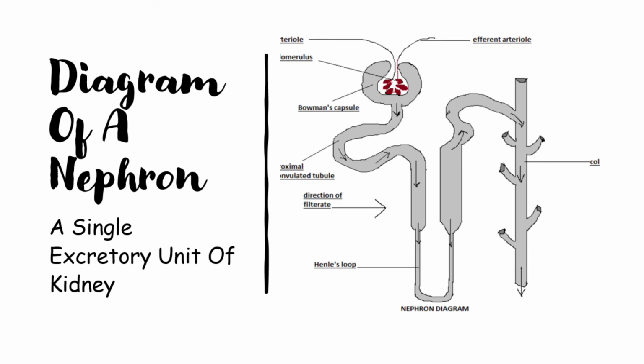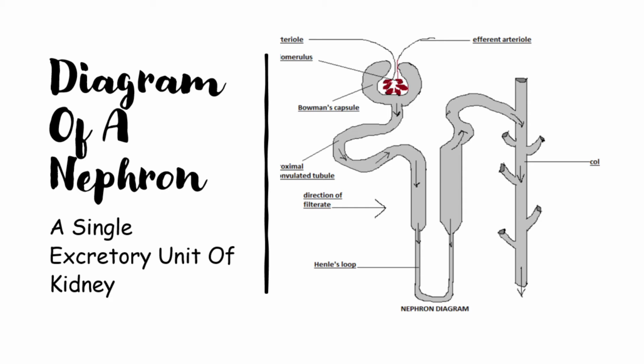This is the diagram of a nephron. The nephron has a cup-shaped structure at its upper end which is called the Bowman's capsule. The lower end of the Bowman's capsule is a tube-like structure called a tubule. So one end of the tubule is connected to the Bowman's capsule and the other end is connected to a urine collecting duct. The urine collecting ducts of all the nephrons of a kidney join to form the ureter.